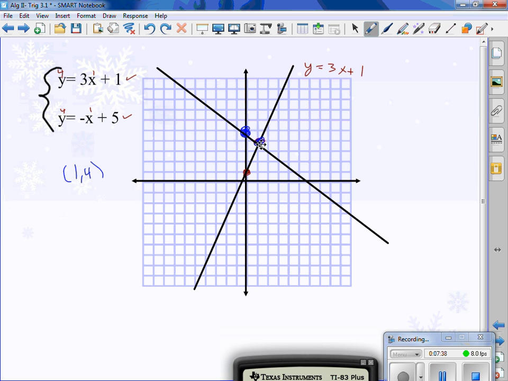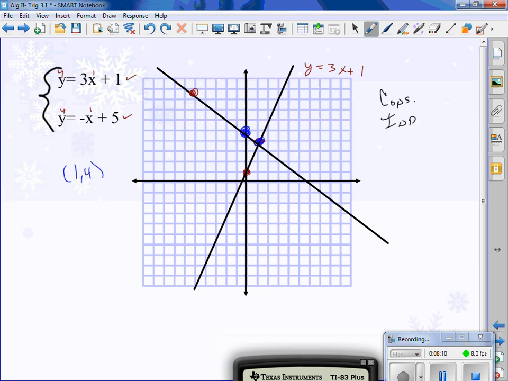That is the only point that they share. If I had this point up here on this line, it does not work for this one. This is the only point, the intersection where they share. This is called an independent system. You actually get a solution. This one is independent, it's called consistent.